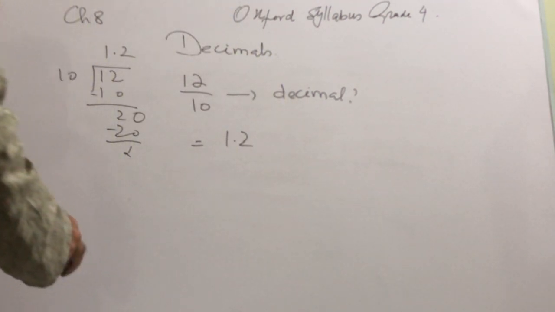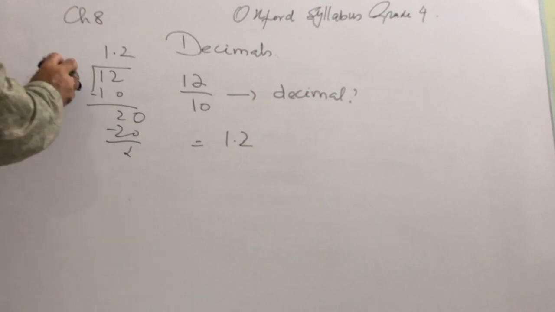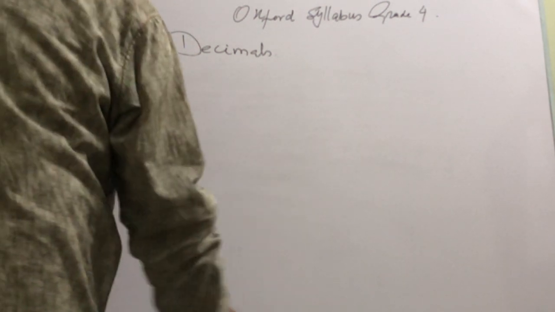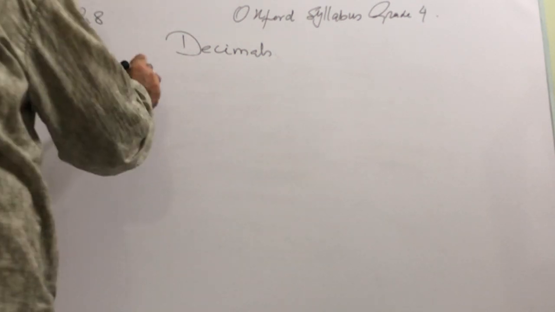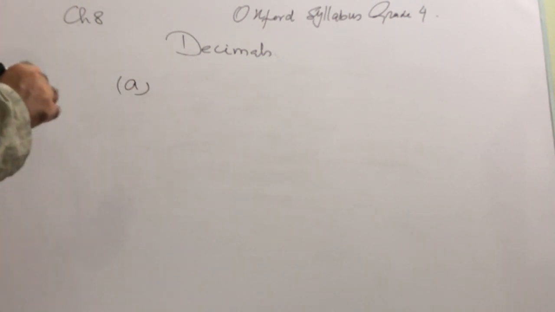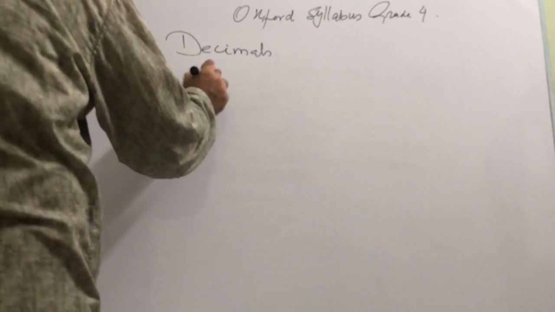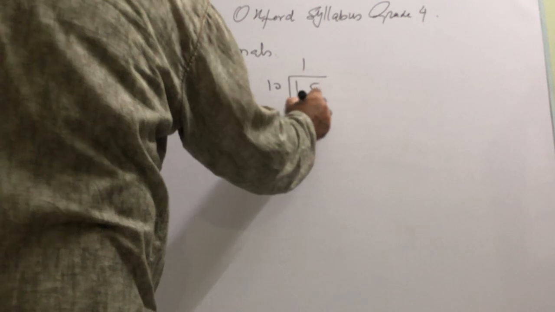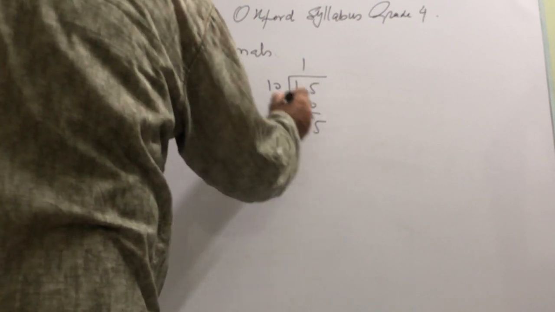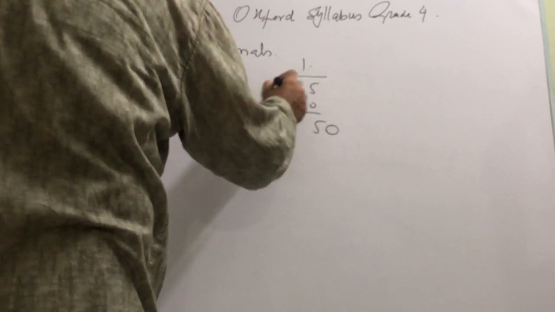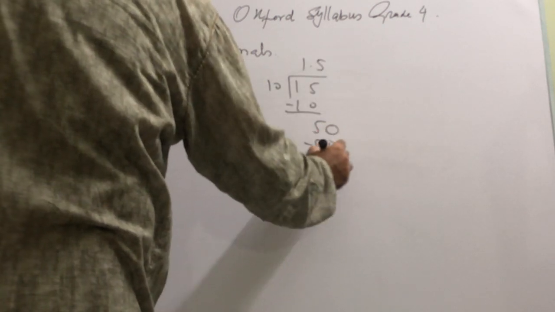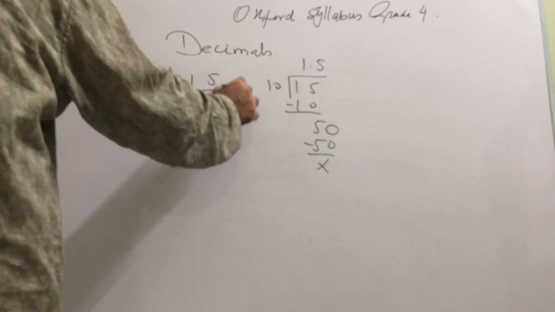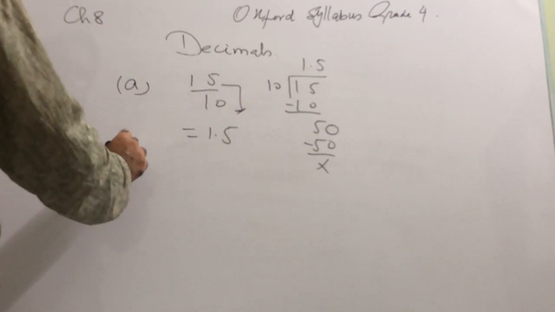Question number 7 is also of the same type: express each of the following as a decimal. Part A is 15/10. We will just divide 15 by 10. 10 ones are 10. We get 5. 5 is smaller than 10. Put 0 here, put point here. 10 fives are 50. So the answer is 1.5. So we have converted this fraction into decimal.